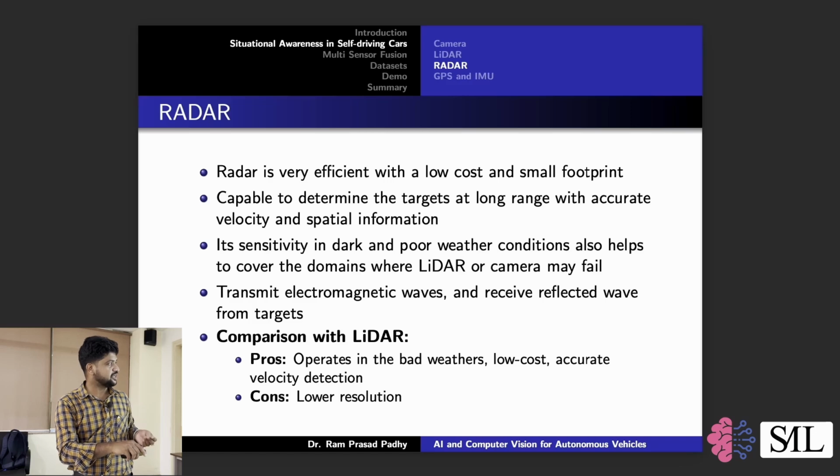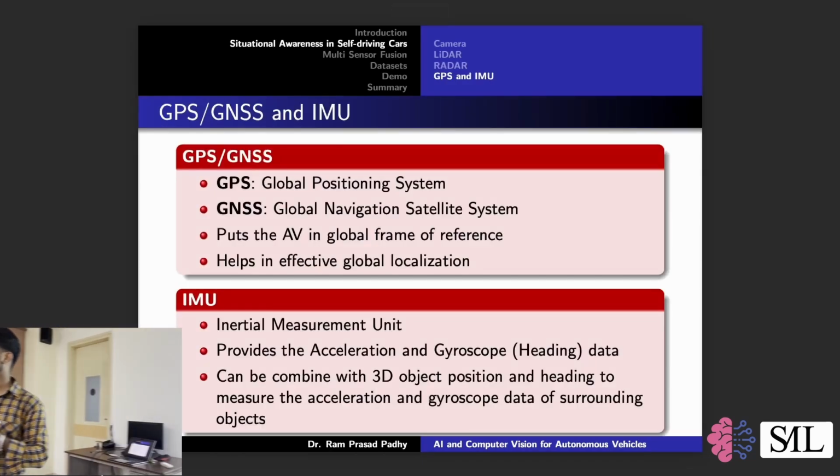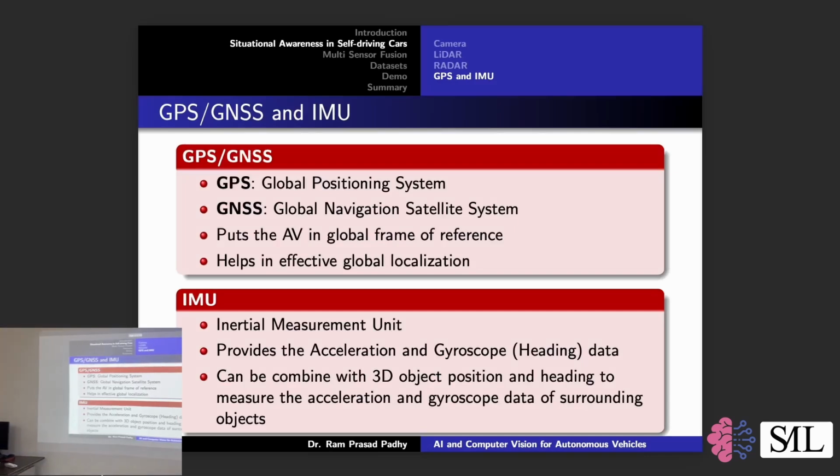As for the working, radar transmits electromagnetic waves and receives the reflected waves. So the difference is that here electromagnetic waves are used, while in the case of LiDAR, laser beams are used. The pros are that it operates in bad weather conditions, is low cost, and gives accurate velocity detection, but the con is lower resolution, lower with respect to the LiDAR. So both sensors can be used.